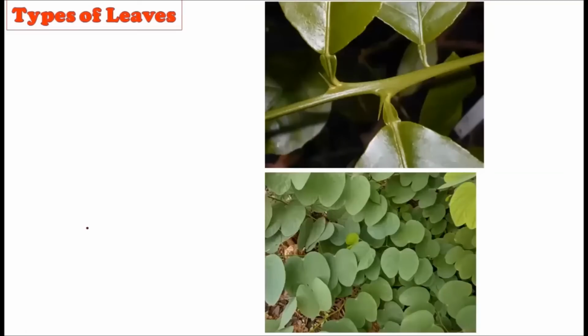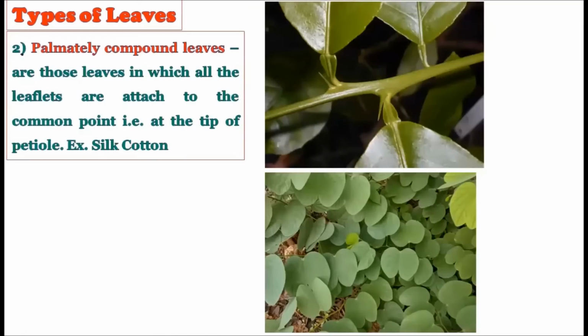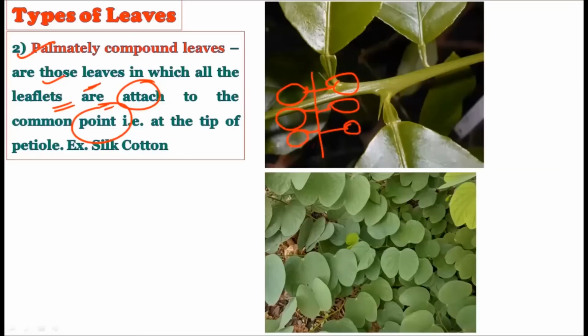Now consider the second type, called the palmately compound leaf. What are palmately compound leaves and how are they different from pinnately compound leaves? These are those leaves in which all the leaflets are attached to a common point. See, this is very important. What is the difference between pinnately compound and palmately compound leaf? In the pinnately compound leaf, you will see the leaflets present laterally like this, and they originate from many places. This particular leaflet is originating from here, and this particular leaflet is originating from here.